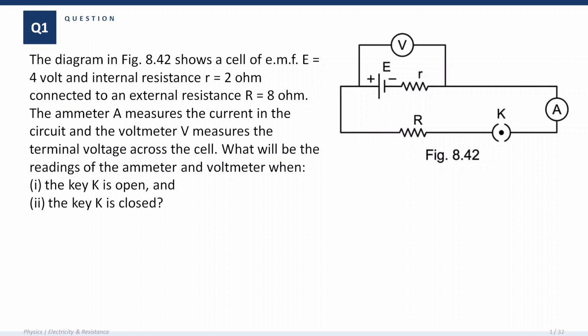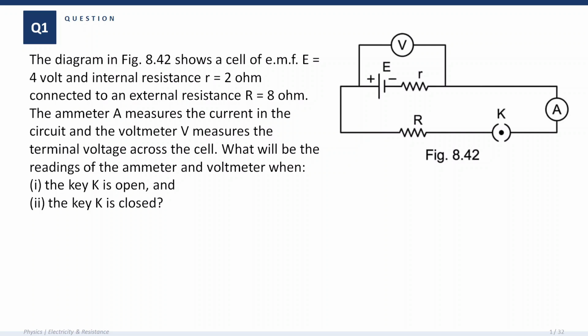Question 1. The diagram in figure 8.42 shows a cell of EMF E equal to 4 volt and internal resistance r equal to 2 ohms, connected to an external resistance R ohms. The meter A measures the current in the circuit and the voltmeter V measures the terminal voltage across the cell. What will be the reading of the ammeter and voltmeter when the key is open, and when the key is closed?